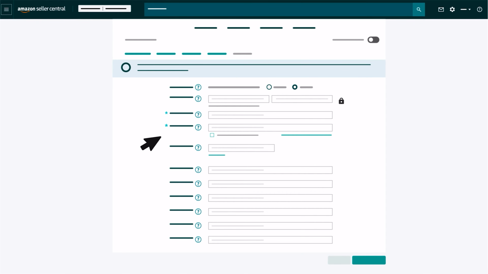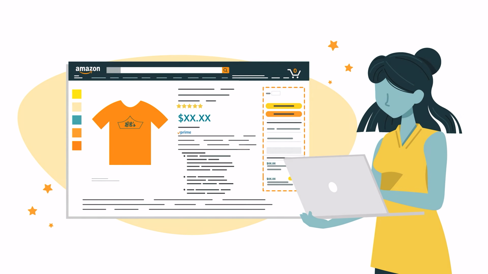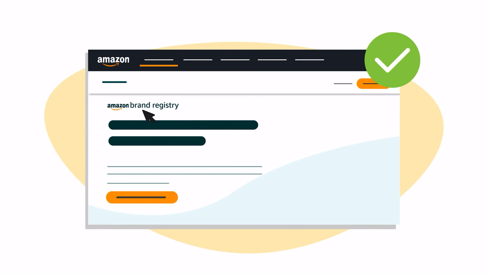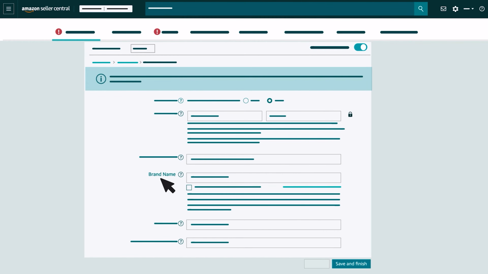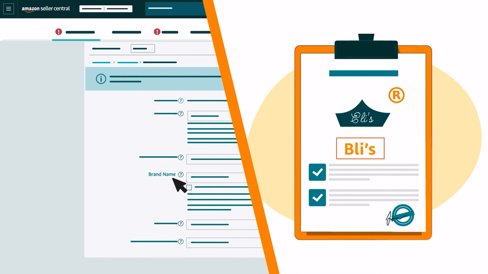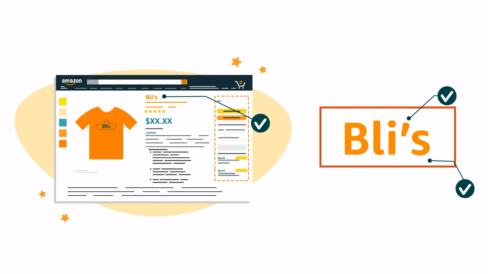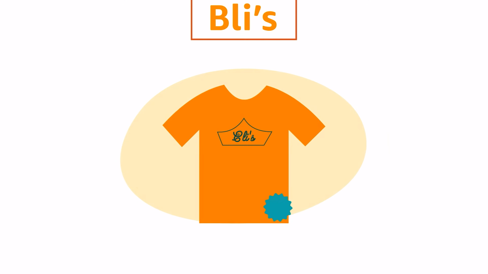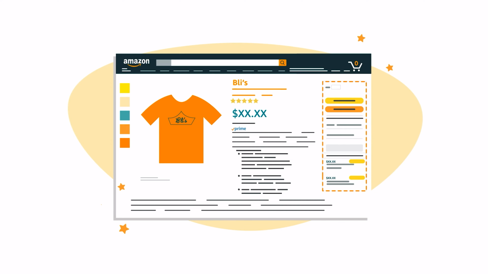We've noted required fields with an asterisk. If you're creating a new listing for a product that's part of a brand enrolled in Amazon Brand Registry, make sure you enter the brand's name exactly as it appears on the trademark submitted during the enrollment process. It should have the same letters and special characters, as well as the same capitalization and spacing. This helps ensure that the product is successfully associated with the brand in the Amazon catalog.